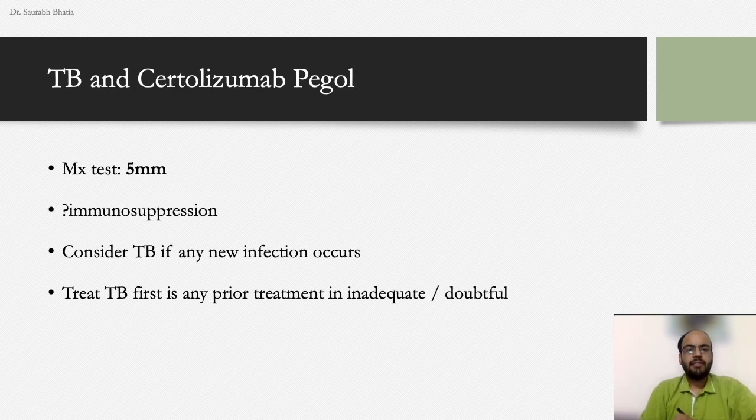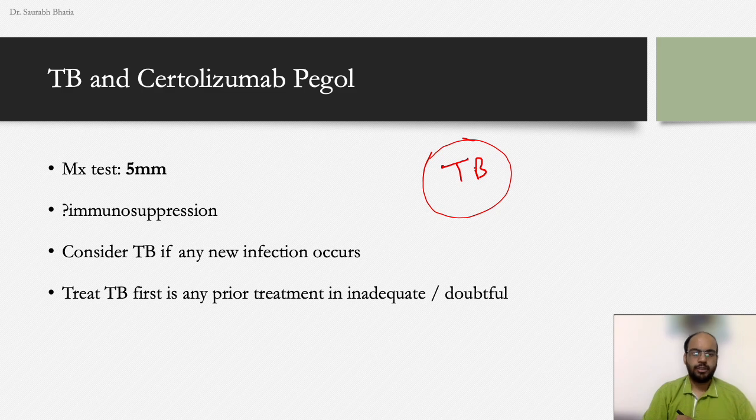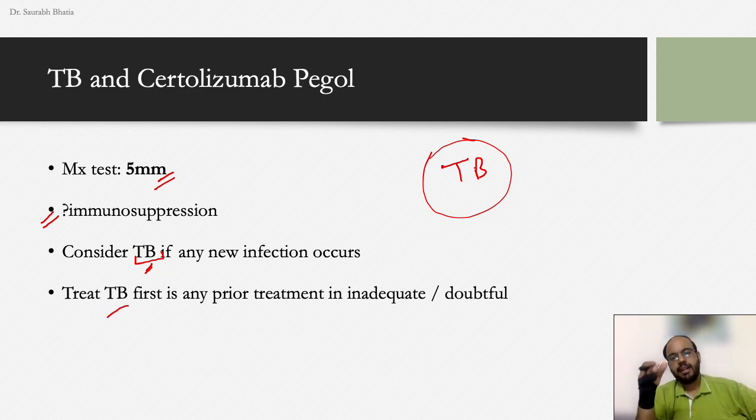Like all TNF alpha inhibitors, the risk of TB is very concerning and very important in certolizumab. So the limit for the Mantoux test is decreased to 5 millimeters, and any concomitant immunosuppression increases the risk of developing tuberculosis. Consider TB if the patient develops any newer signs of infection, to show that TB could be one of the causes. So consider tuberculosis also in your differential. If a patient has any foci of latent tuberculosis, treat it first. If they have family history or contact with tuberculosis, give a good prophylaxis and then start certolizumab.